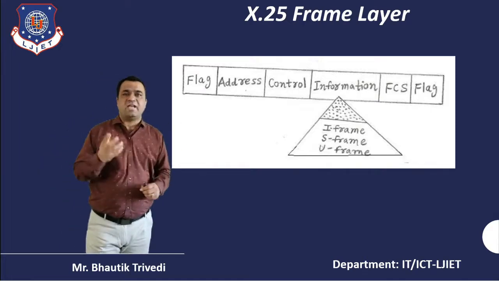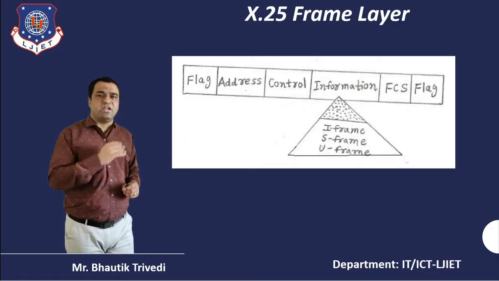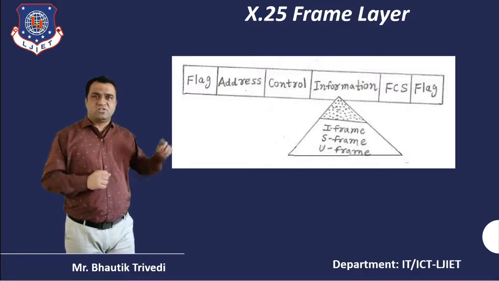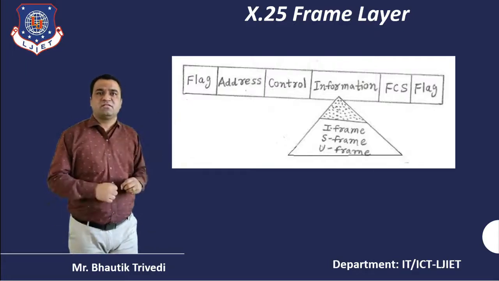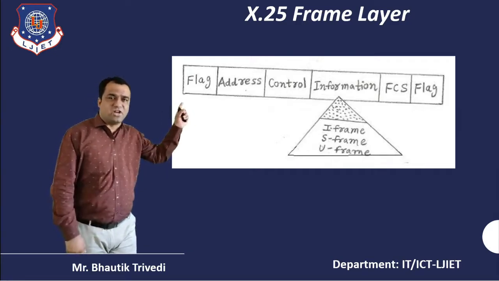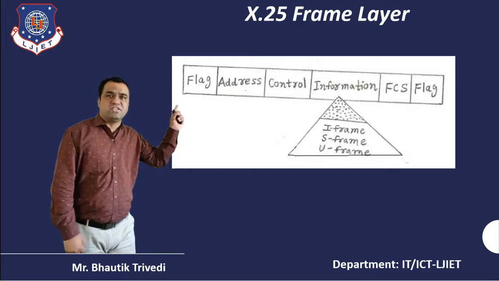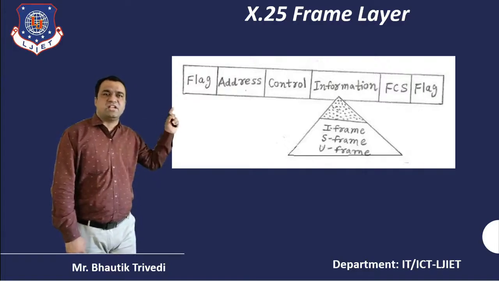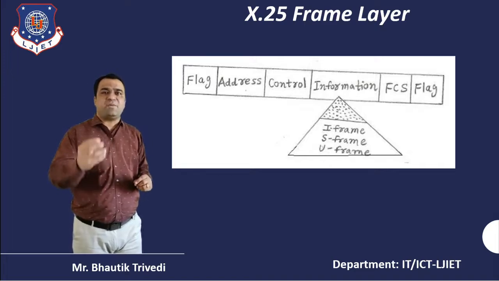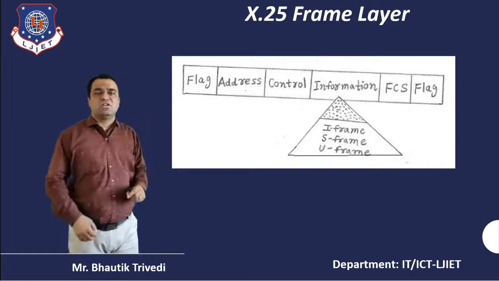This is the most important diagram. Whenever you talk about the X25 frame layer, what are the major components of the frame layer? First one is flag. Second one is address. Third one is control. Fourth one is information. Fifth one is the FCS. And sixth one is the flag. What is the meaning of FCS here? FCS means the frame check sequence. But the most important point here is the information.